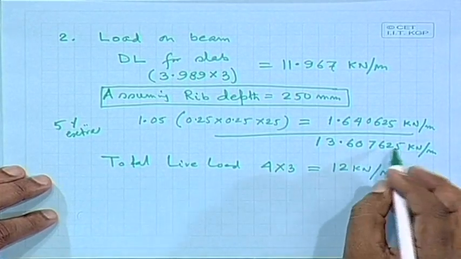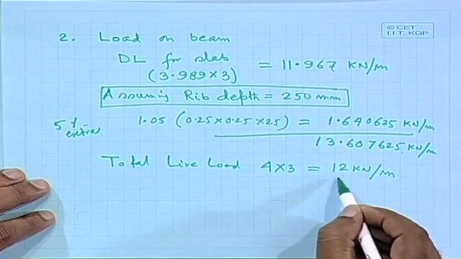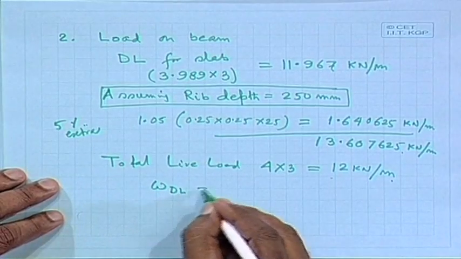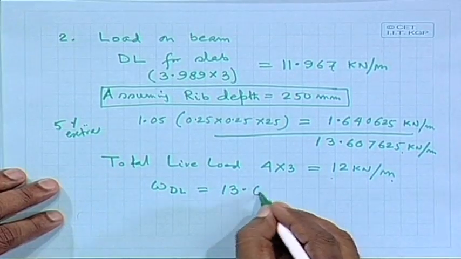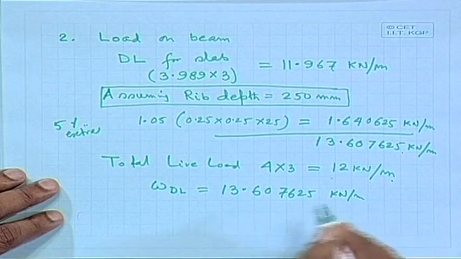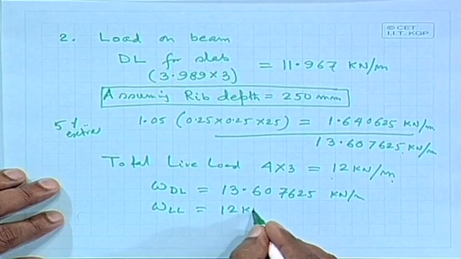So, we are getting this much for dead load and this much for live load. So, W DL is 13.60765 kilonewton per meter and W live load is 12 kilonewton per meter.